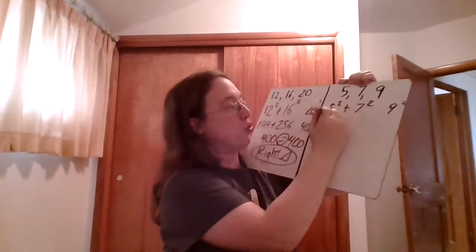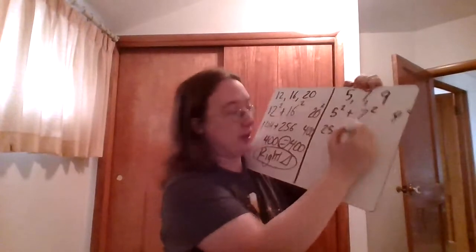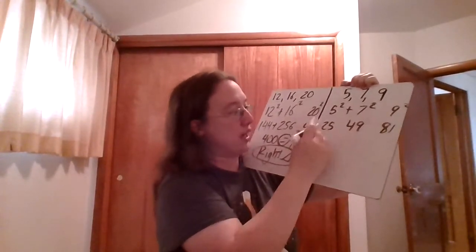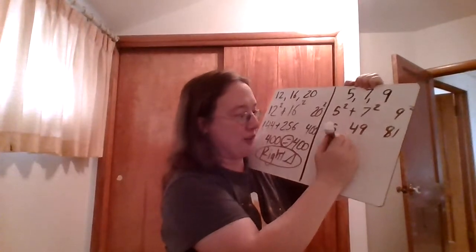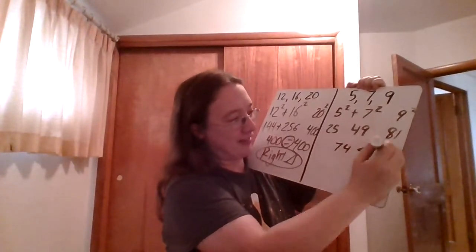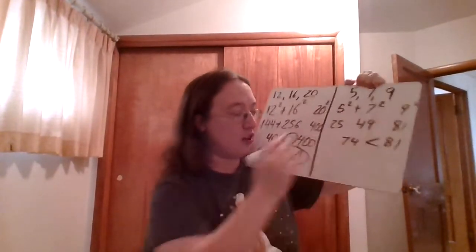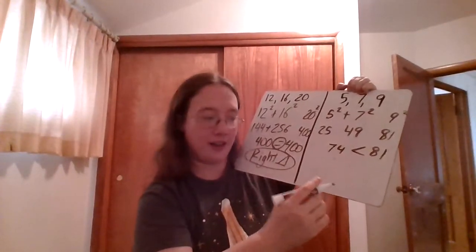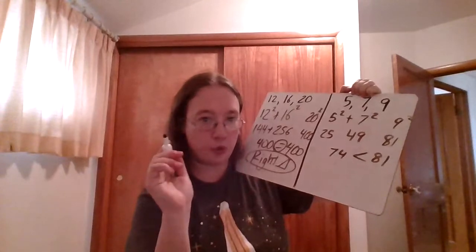So 5 squared is 25. 7 squared is 49. 9 squared is 81. Okay, 25 plus 49 is 74, which is less than 81. So if a squared plus b squared is smaller than c squared, that makes it an obtuse triangle.